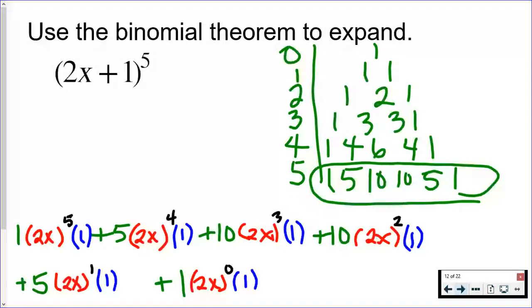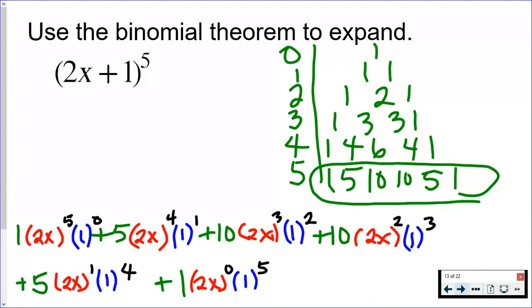You're going to do the same thing in reverse with that 1. So in the first term, 1 is going to be raised to the 0 power. The second term is the 1st power, and so on. So starting at 0, making my way up to 5.